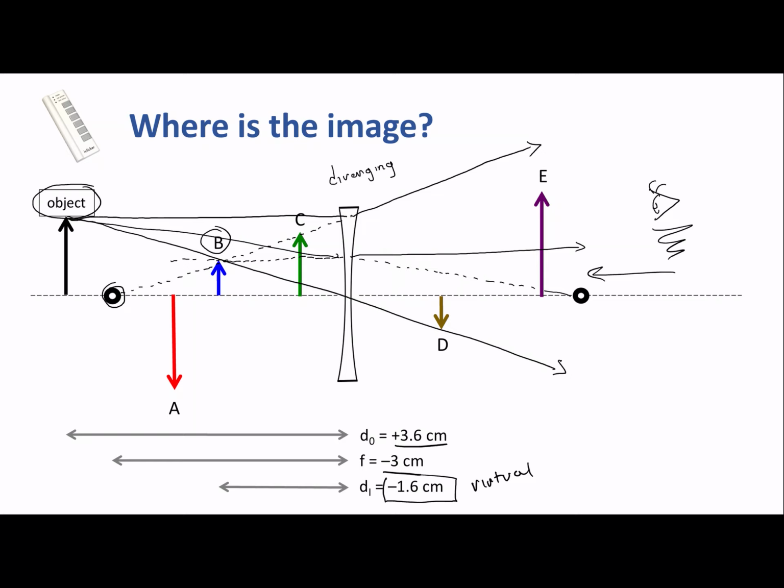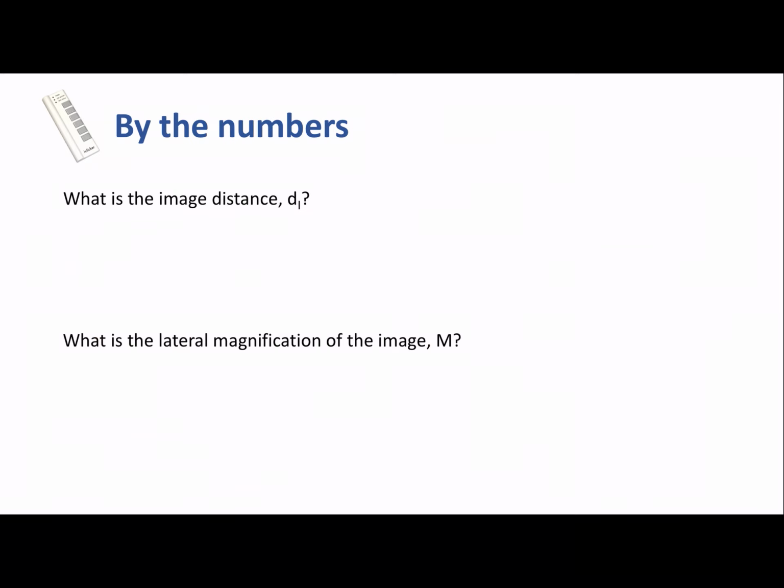So let's try actually using these numbers and coming up with something. So I'm going to move to the next slide. I don't think the numbers are here, but let me actually write them up in the corner here so we can use them to do some calculations. So our object distance was plus 3.6 centimeters, as our object distances will always be positive. Our focal length is minus 3 centimeters. It is a diverging lens. And let's just leave it at that.